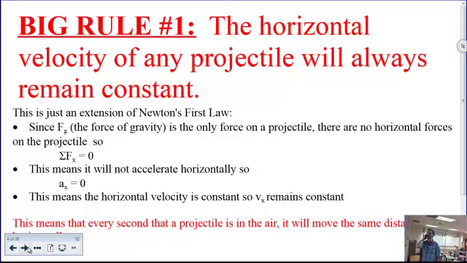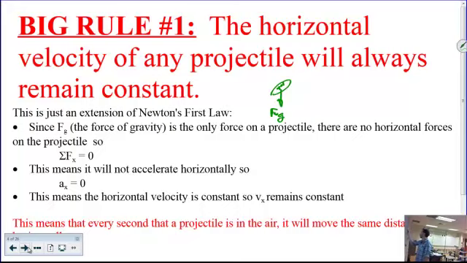It turns out that the horizontal velocity of any projectile will remain constant. How quickly an object moves from left to right does not change. It's just an extension of Newton's first law. So the idea is if I throw a football through the air, so here's my football. That's the worst football ever drawn by a human being. As it flies through the air, the only force on it is gravity, right?